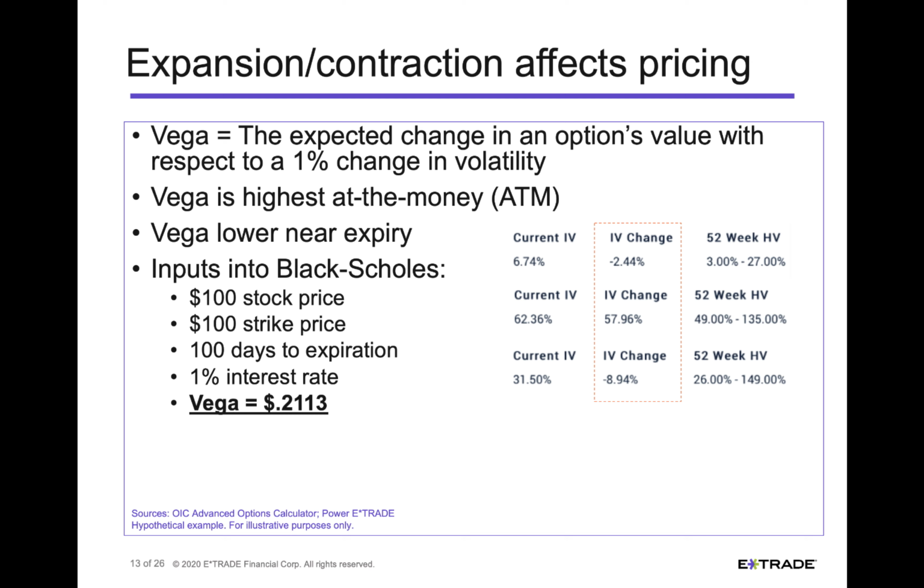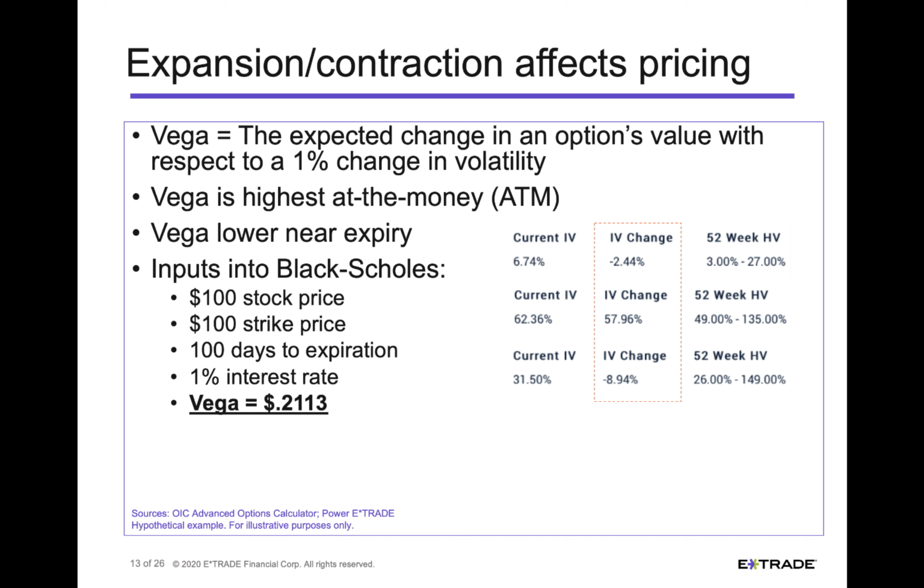Okay. So, the inputs into the Black-Scholes model, so we can go ahead and calculate something. By the way, on the right-hand side I'm showing three different stocks and their implied volatility change. For example, the middle one, which has a current implied volatility of 62.36, has an implied volatility change of 57.96%. That is not a 57-point change, but it is still a very significant move. It means the implied volatility has spiked due to some big move.